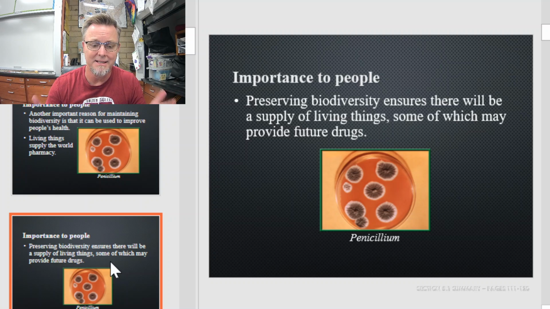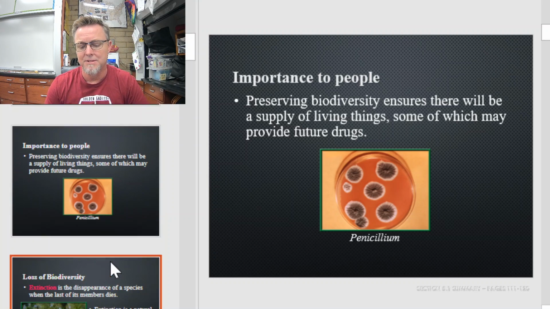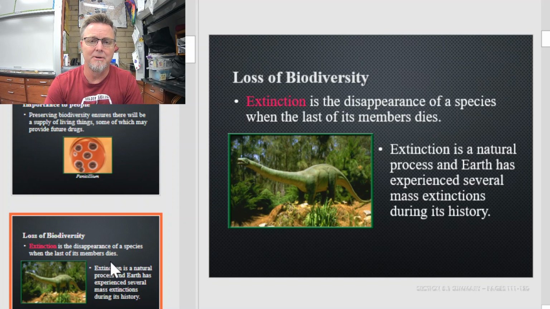And he came back and he discovered this life-saving drug. That's biodiversity. So where does biodiversity go and what happens when we lose biodiversity? Well, there's kind of this carte blanche term that we like to use to describe the loss of biodiversity, and it's extinction. Extinction is the disappearance of a species when the last of its members die.